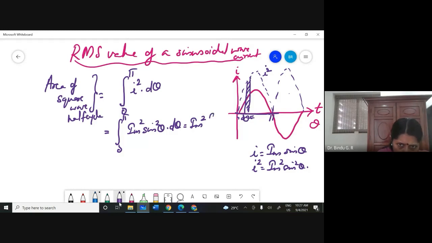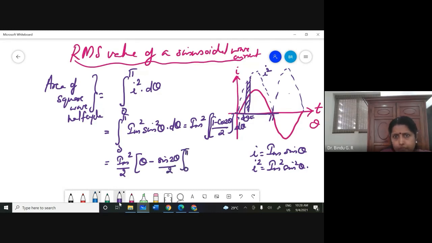Instead of sine squared theta, you can write (1 minus cos 2 theta) by 2. You are more of an expert in these differentiations than me. You are using it now also in your mathematics. So this is equal to Im squared by 2 into theta minus, after integrating, you get theta minus sine 2 theta by 2 between the limits 0 to pi. You will end up with Im squared by 2 into pi. Now you have not reached the final answer, you have only done the area.